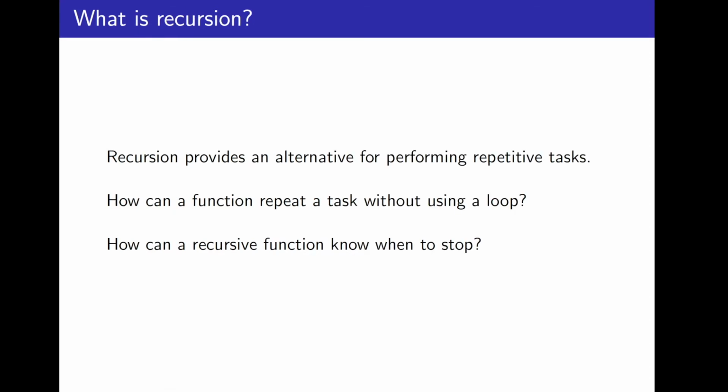Recursion is a programming technique for performing a repetitive task. Its purpose is similar to a loop. How can a function execute a task multiple times without using a loop? It's by calling itself. When a function calls itself, at some point, it must know when to stop. Otherwise, it will keep calling itself indefinitely, leading to an infinite repetition which eventually causes the program to crash.